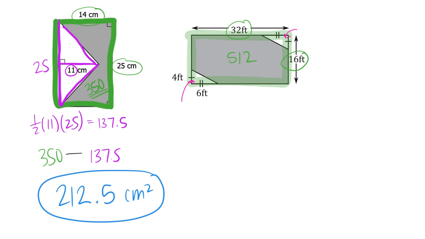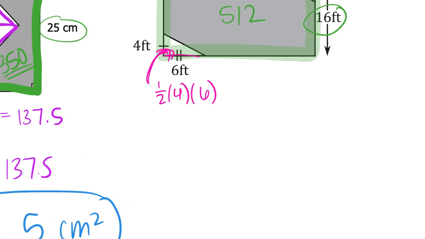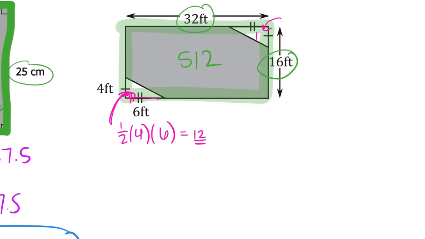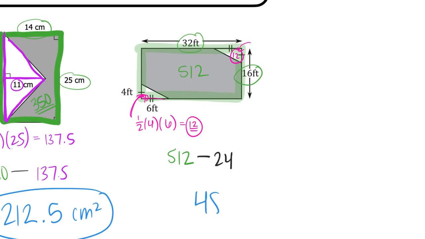And then we're going to find the area of these little triangles. So it's a 4 by 6 right triangle. So we have 1/2 of 4 times 6, and that would be 12. Each one of these would be 12. You have two of them, right? So we're going to do 512 minus 24, because we have two of those little triangles. And then that would give us the area of the shaded portion. So it should be 488 square feet.